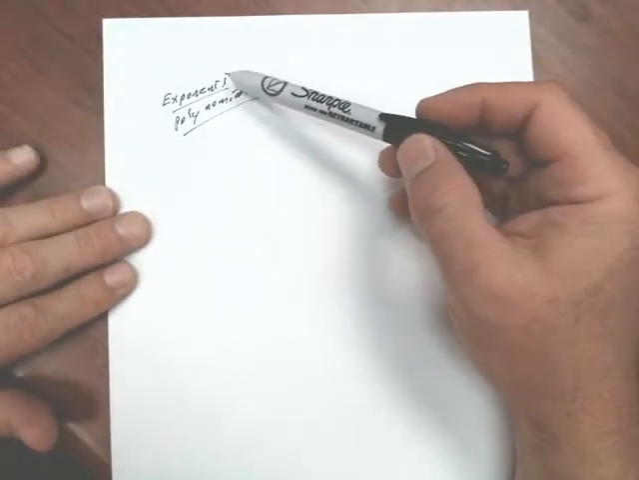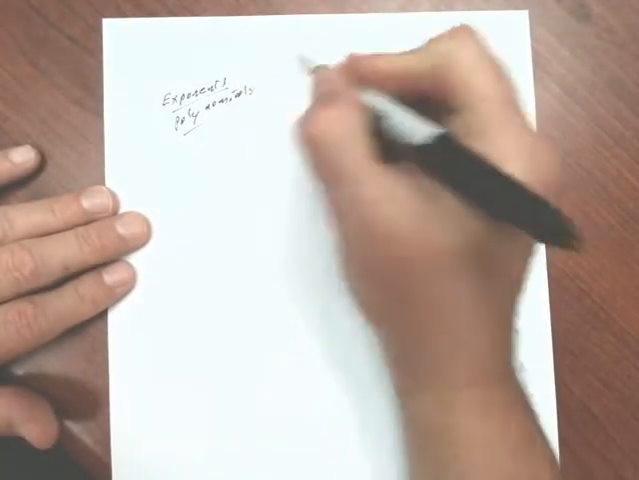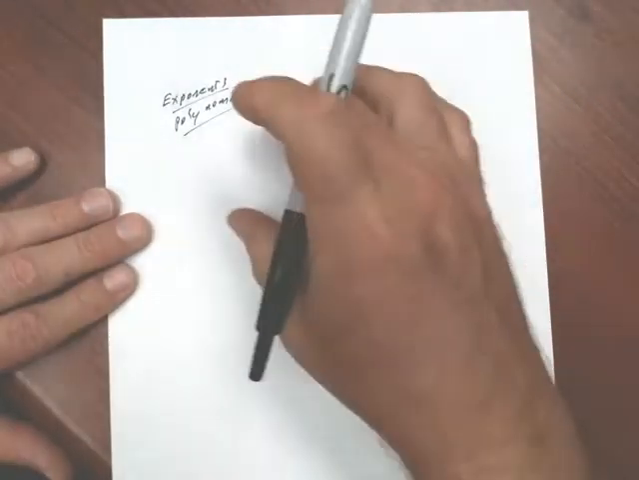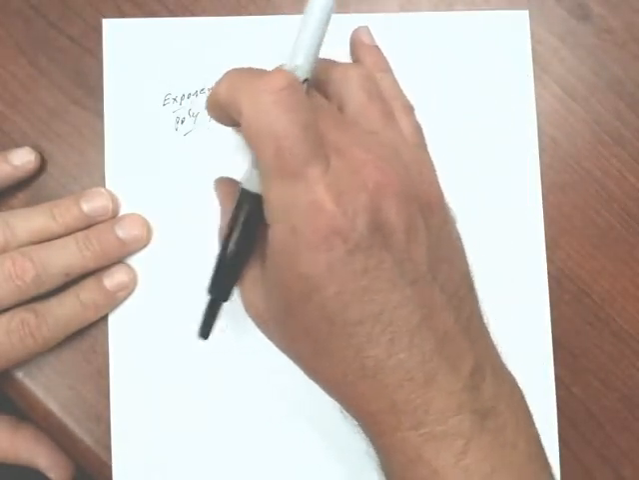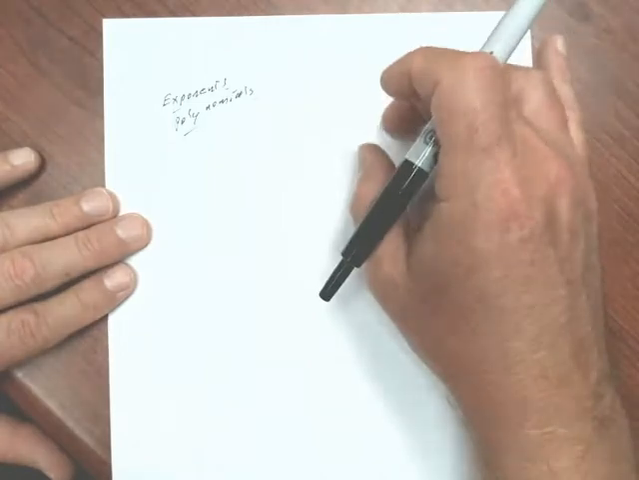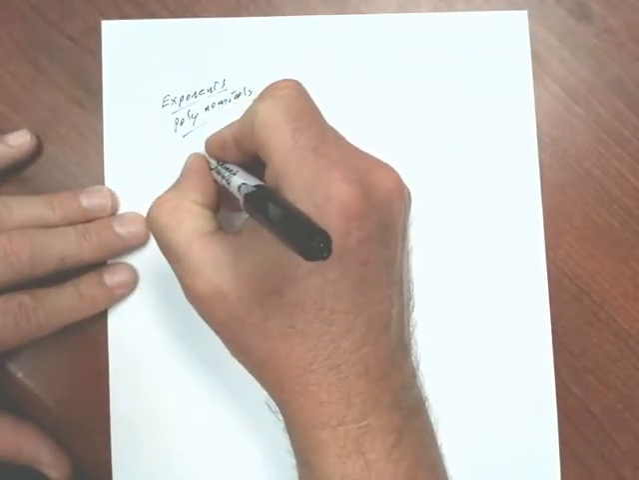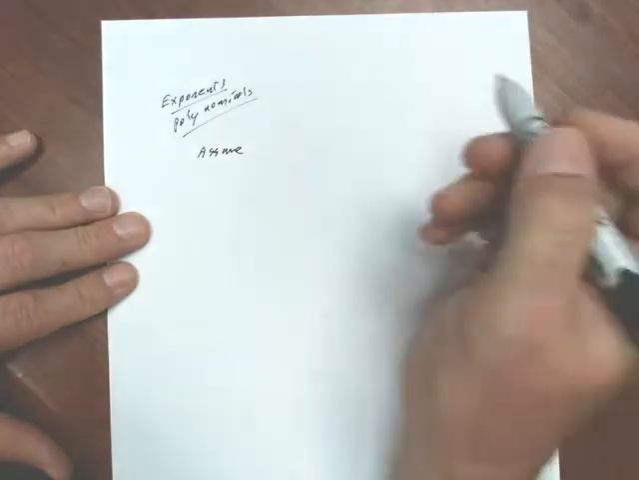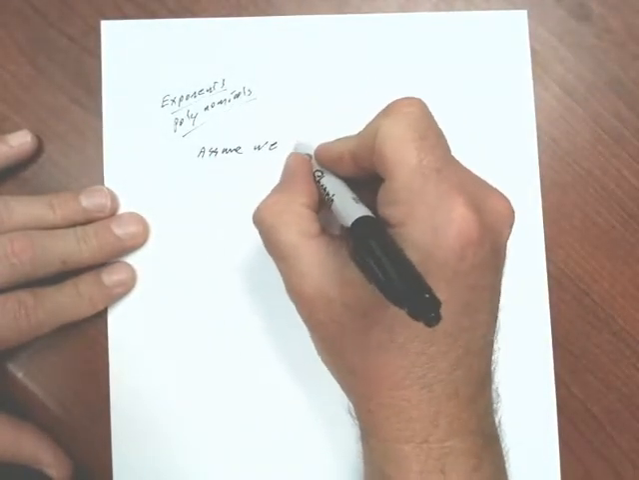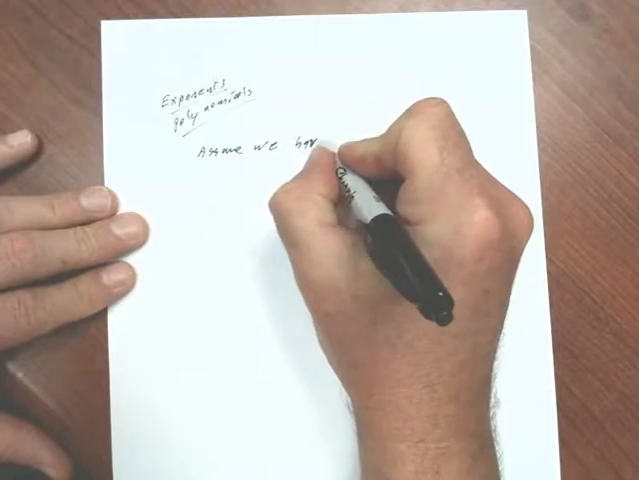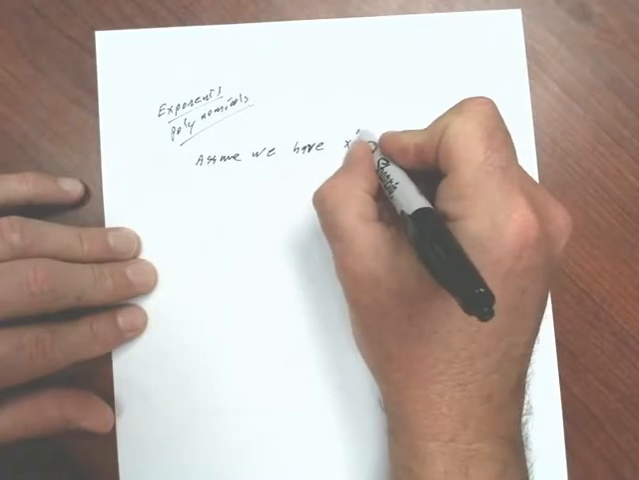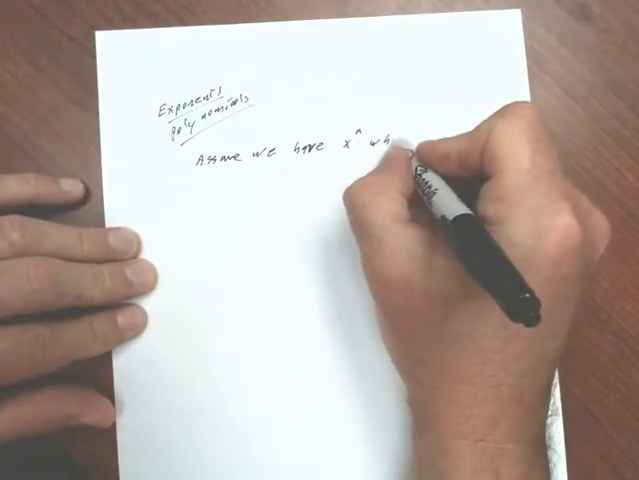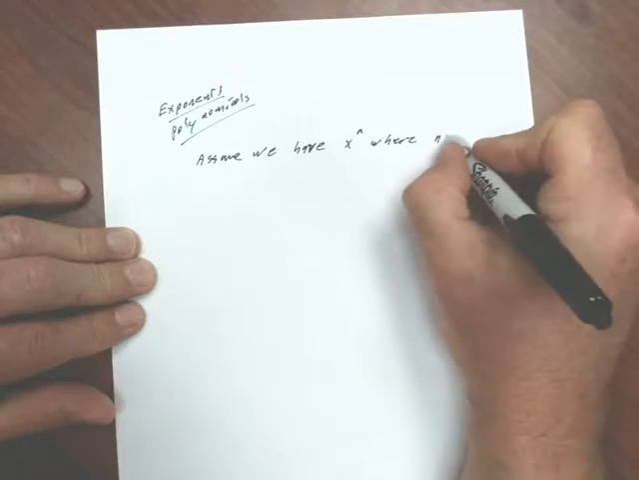Okay, so what we're going to cover now are exponents and polynomials. First, I need to make an assumption, just like we've done in the past. I need to start off with an assumption, and our assumption is: assume we have x to the n, where n is greater than 0.